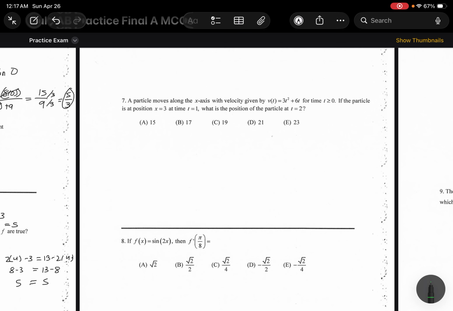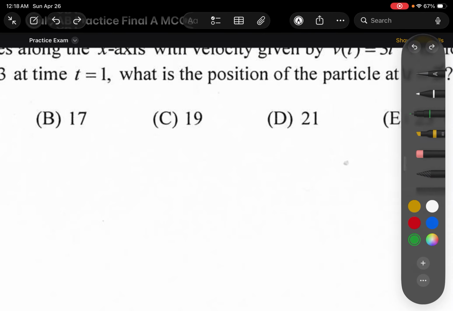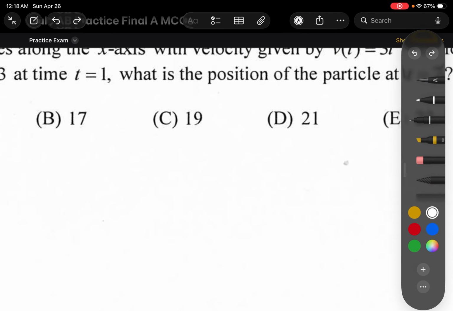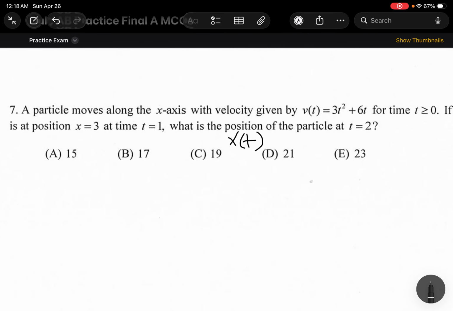Number 7. A particle moves along the x-axis with velocity given by v of t equals 3t squared plus 6t for time t greater than or equal to 0. If the particle is at position x equals 3 at time t equals 1, what is the position at t equals 2? So remember that position is represented by the x of t function. That should be on your cheat sheet, and you should remember doing this from particle motion. But we're just trying to solve for x of 2, so this is what it's going to look like.